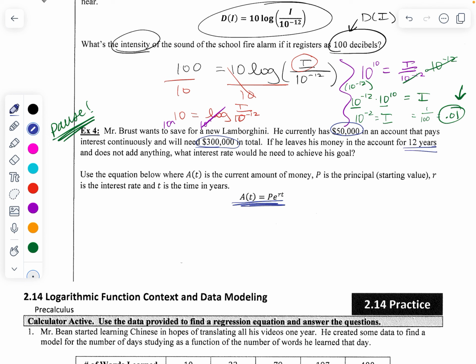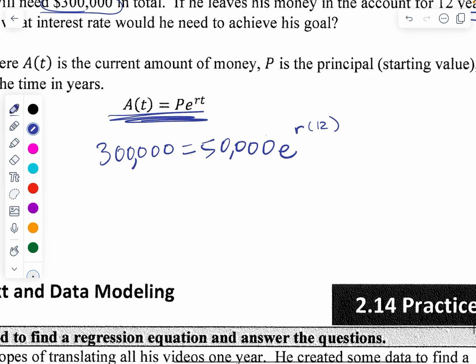So let's see, we need him to have $300,000 for that new Lamborghini. He wants to invest $50,000 right now and leave it alone. We don't know the rate, but we know he wants to leave it alone for 12 years. So we've plugged this all in, and now we have to solve for that R rate, unknown percentage rate. So first things first, again, we know we have to get rid of this E somehow, but before we do that, we're going to divide both sides by 50,000.